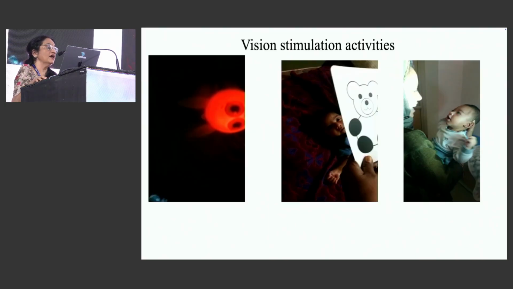So we may start in a very young child with an illuminated toy in darkness and then move on to another toy or a card which can be used in the normal lighting. And it is always the mother's face which is the most favorite fixation target a child can have.